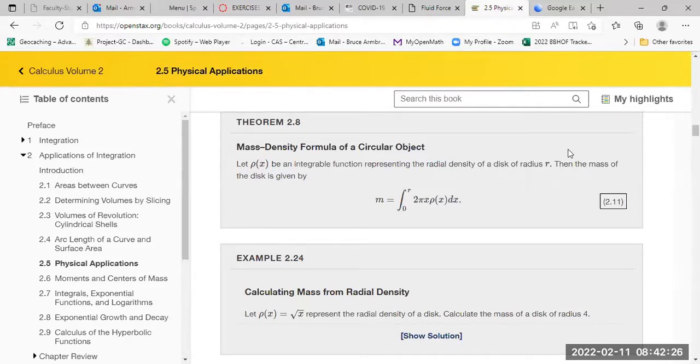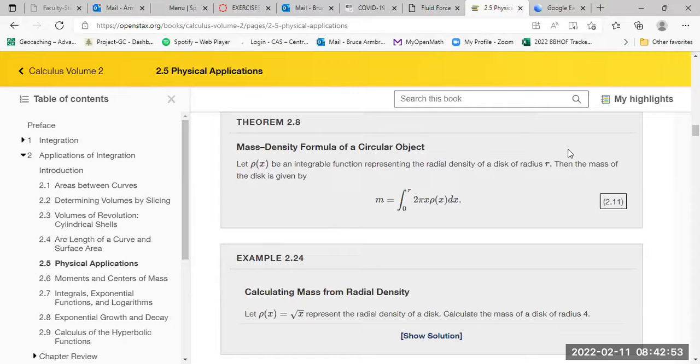All right, seeing I have this up here right now, let's take a look at that formula. It says here that the mass is equal to the integral from 0 to r, so that's the radius of the disk. For us, it's going to be 0 to 5. And then we've got 2 pi x times rho of x dx. Now, I didn't show you one of these, but let's talk about this real quick and see why this is giving us what we've got.